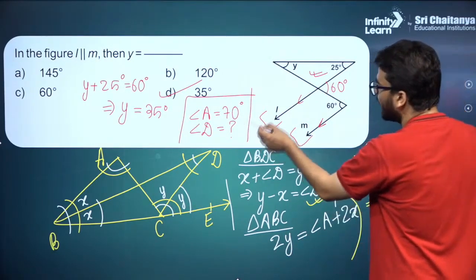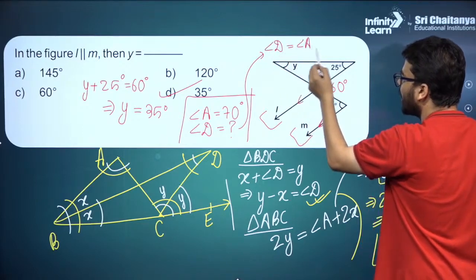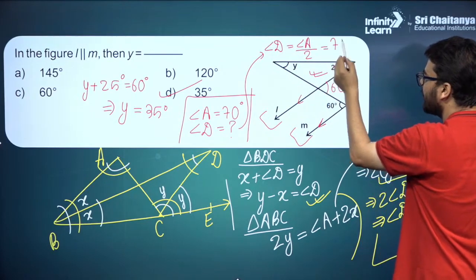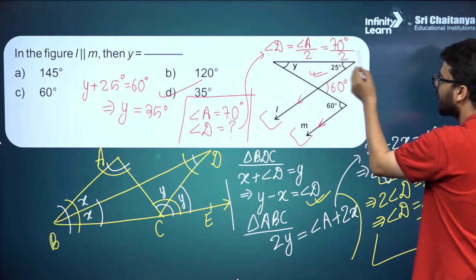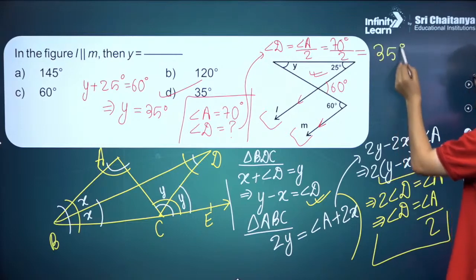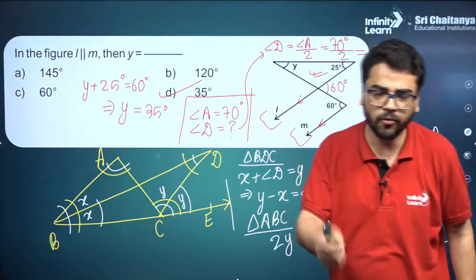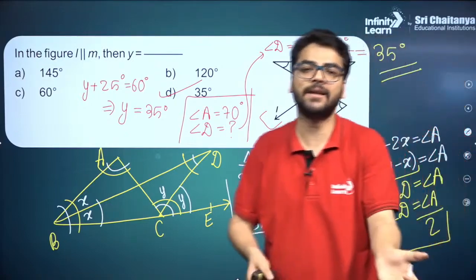So therefore angle D over here will be what? Angle D will be directly angle A by 2. So that will be 70 by 2, which is equal to 35 degrees. So 35 degrees is the answer. Is it clear to every student in this session? The proof on the basis of this result, and the result itself.